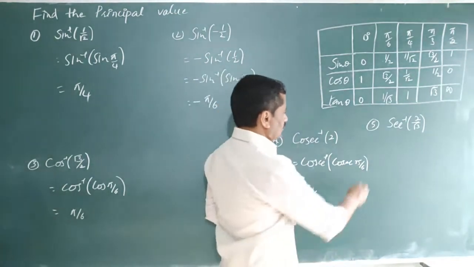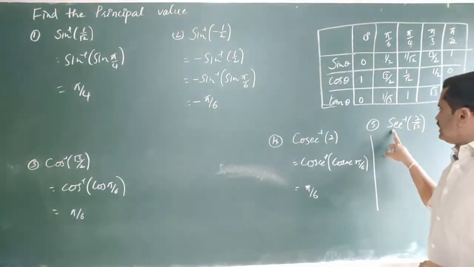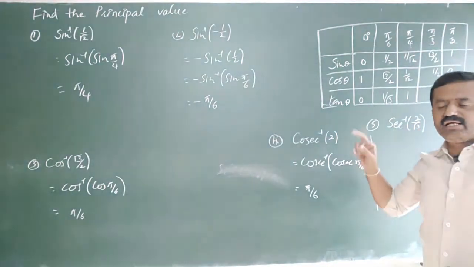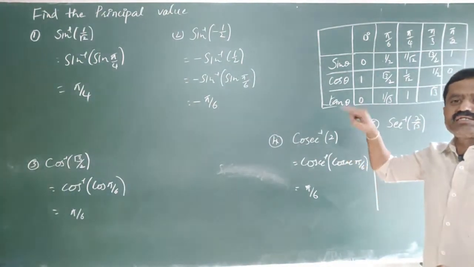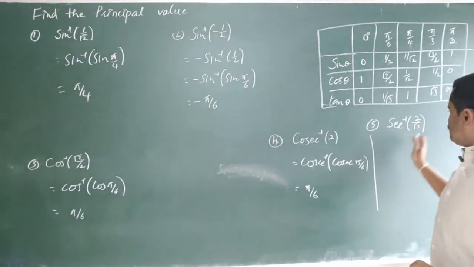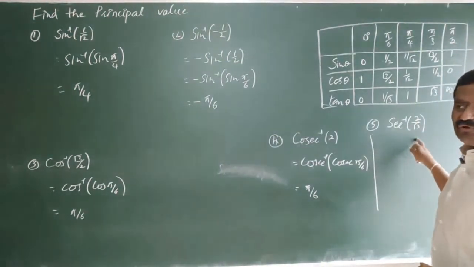Again next we have secant inverse. Secant inverse of x can be written as cos inverse of 1 by x. So cos inverse of 1 by x, we have what? Cos inverse of root 3 by 2.